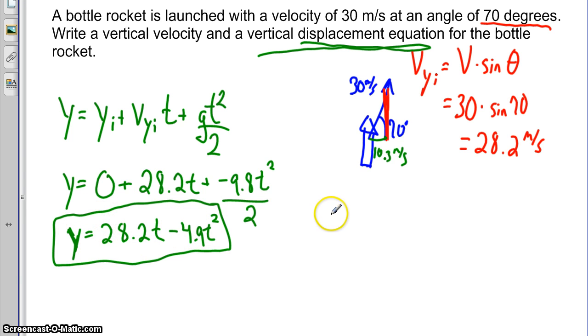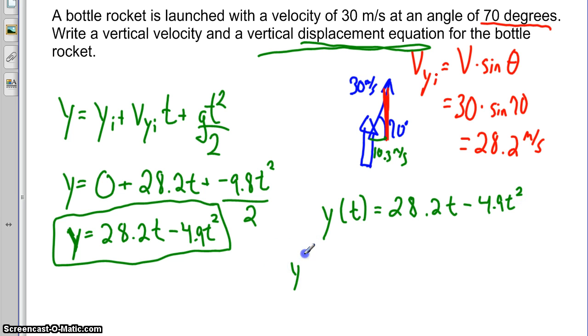Quick example. You can think of it as, what's the height? So this represents the height as a function of time. That's how you would phrase it in your algebra class probably. 28.2 t minus 4.9 t squared. So let's say I want to know, okay, what's the height at 2 seconds? If you remember from earlier, at 2 seconds it was still on the way up. So it's still moving up at 2 seconds.